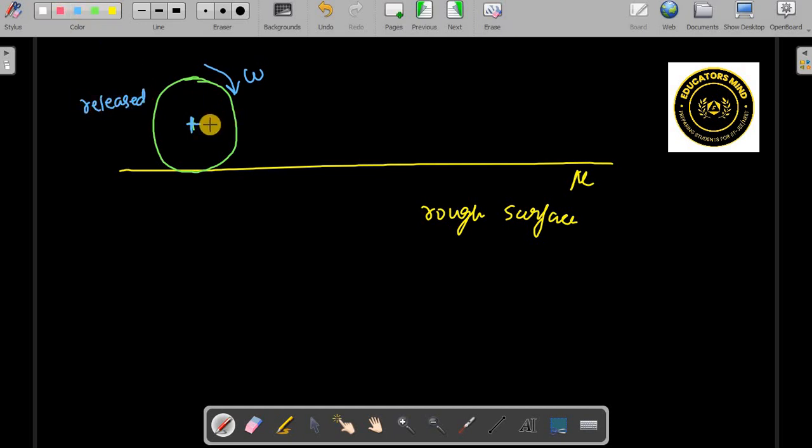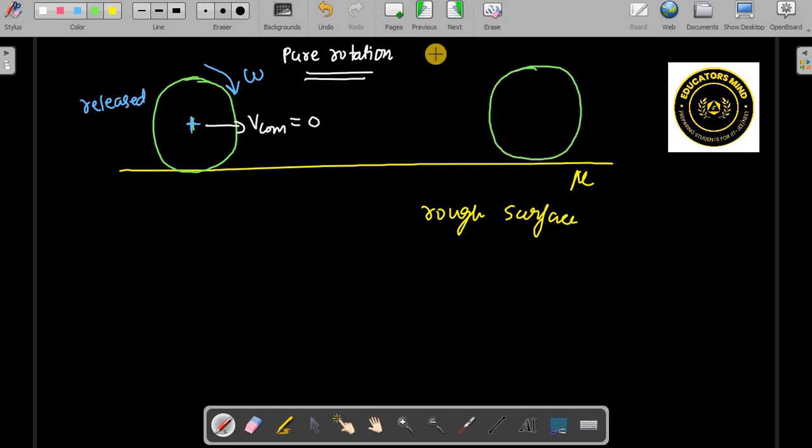Released here means the velocity of center of mass is 0 here. Released means center of mass velocity 0. It is just kept here, but it was under pure rotation. The body was under pure rotation, and it was just kept on this rough surface. Then after some time the body will have pure rolling, right? So pure rolling will happen after some time.